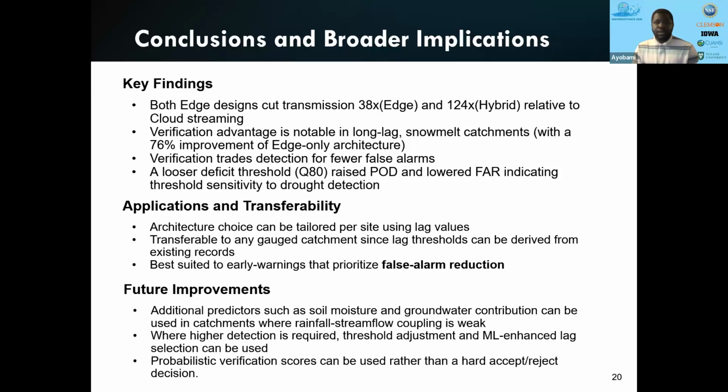Next slide, please. For the future improvements, additional predictors such as soil moisture and groundwater and other variables can be added to make it more robust, and where higher detection is required, a more robust machine learning model could be used, such as gradient boosting, and also a probabilistic verification could be used instead of the 1 or 0 system that we implemented.